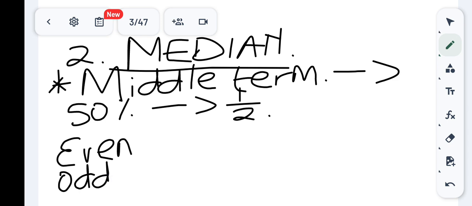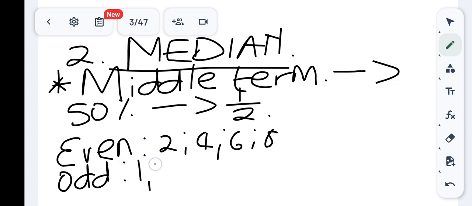An even number is a number that can be divided by 2 with no remainder. For example, 2, 4, 6, 8. These are your even numbers. And then an odd number is a number that cannot be divided by 2 evenly, and there is a remainder of 1. For example, 1, 3, 5, 7. These are your odd numbers, etc.